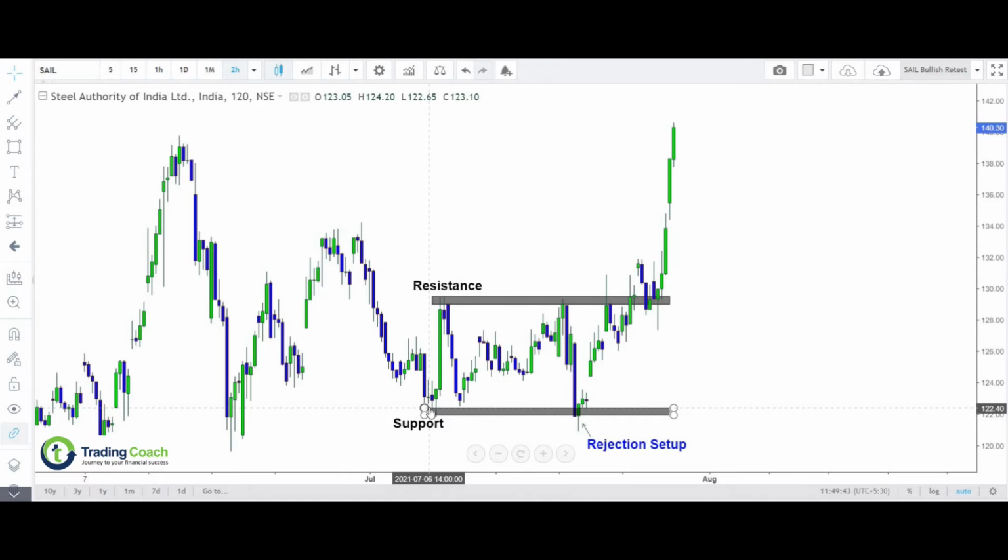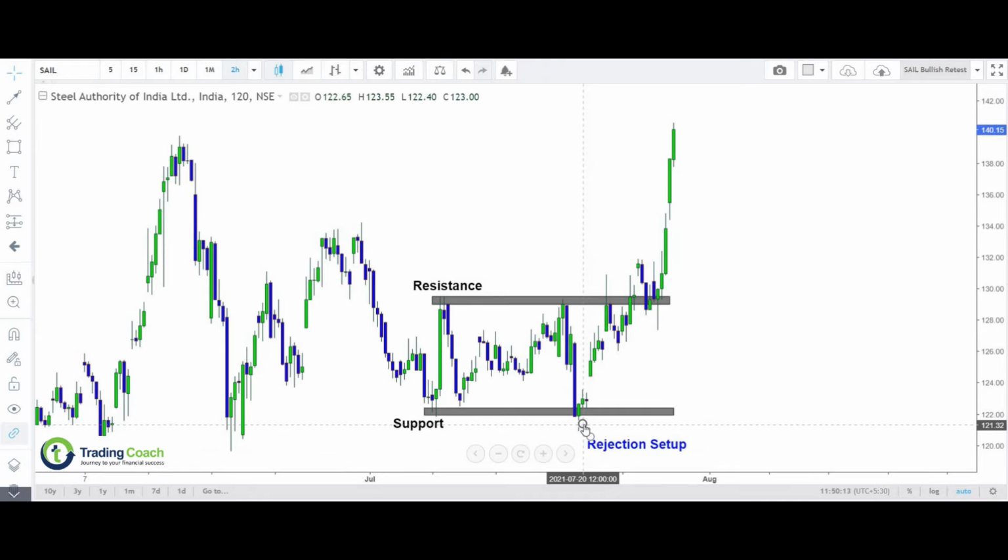So first, when you notice this particular support level, exactly at the support level we can see a kind of rejection setup, right? The market has already tested the support, and right after testing the support there was a very good price rejection, and right after this price rejection you can see the prices quickly went ahead and retested the resistance. It has clearly broken out the resistance.